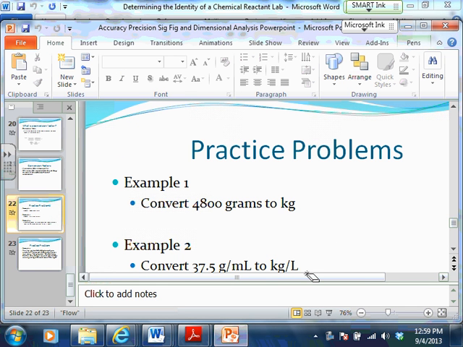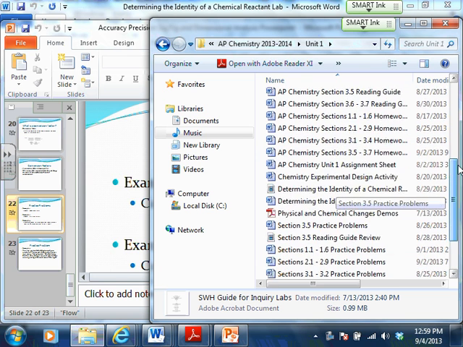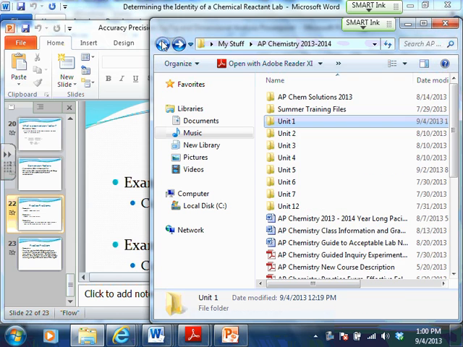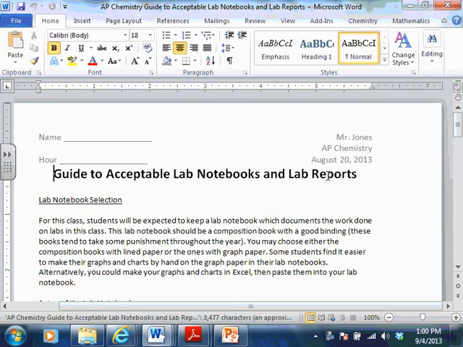You know what? I don't even need to erase that right now. Let me open up your Guide to Acceptable Lab Notebooks, because that's what I want to reference here. I can find it. Oh, it's not in Unit 1. I know. Only I can figure out where everything is here.